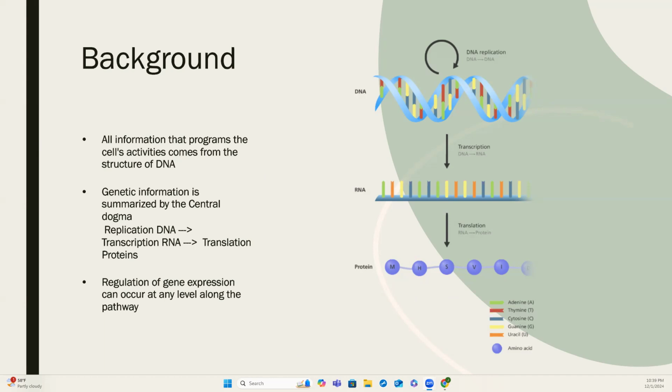Okay. So something to help out with this lab is a little background on cells and the information that they provide. DNA structure actually tells the cells its activity. We learned of this through central dogma, which is genetic information from replica DNA, which is then transcribed into RNA, then translated into protein. This is also shown in gene expression.